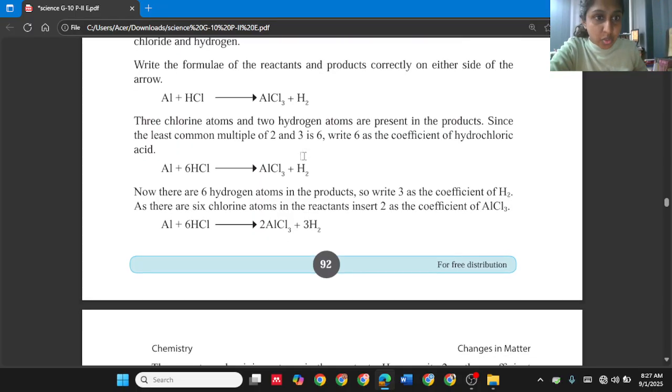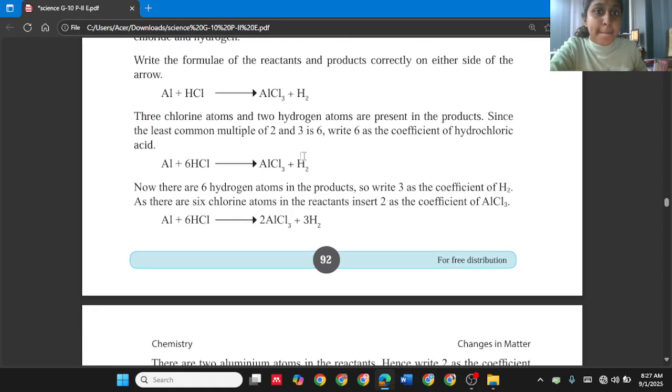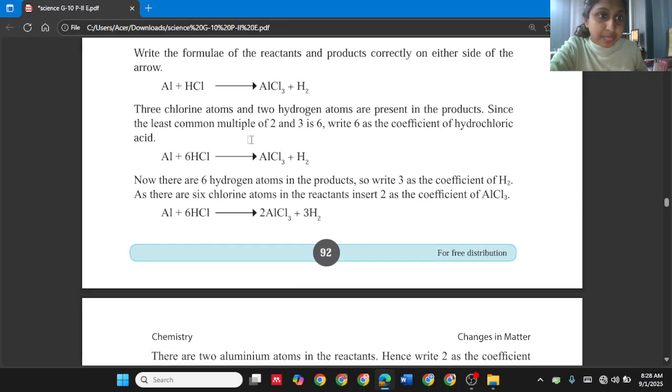And when it comes to here, 3 chlorine atoms are there and 2 hydrogen atoms are there. So when it comes to chlorine 3, you have to put 3 here. But if you put 3, hydrogen becomes 3 on the reactant side. So on the product side it is 2. So it will get complicated. So let's see how they have done it.